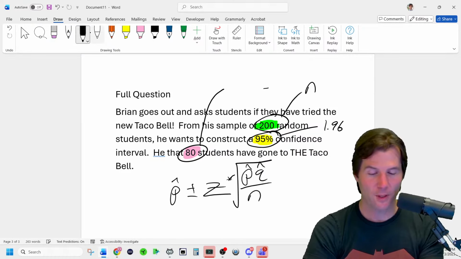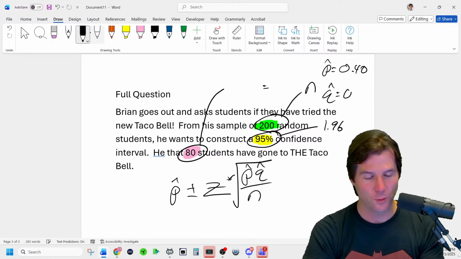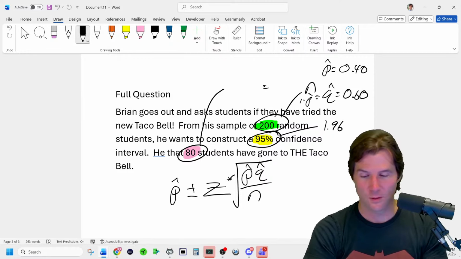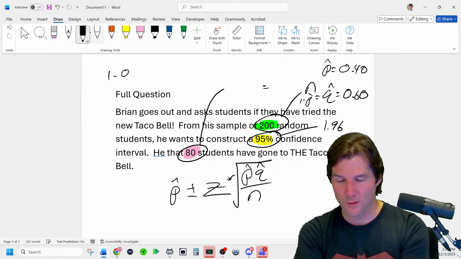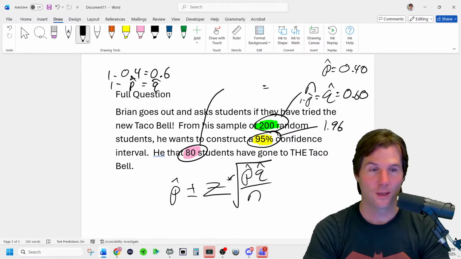So something happened here where p hat was found. p hat is equal to 0.40, and q hat is equal to 0.60, because q hat is 1 minus p hat. So 1 minus 0.4 equals 0.6. That's 1 minus p hat equals q hat. So what is that value of 80? A lot of people forget that. Does anyone know? 80 is x.